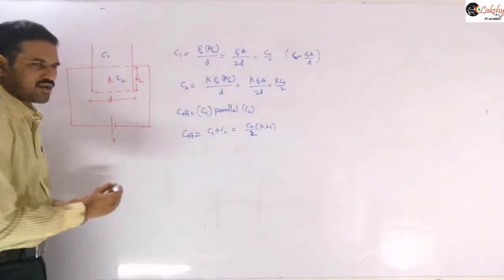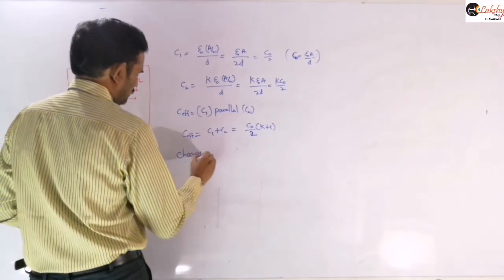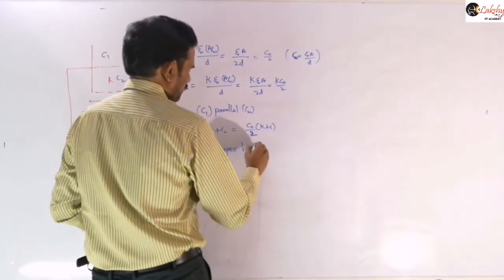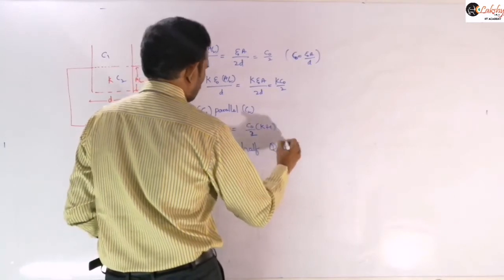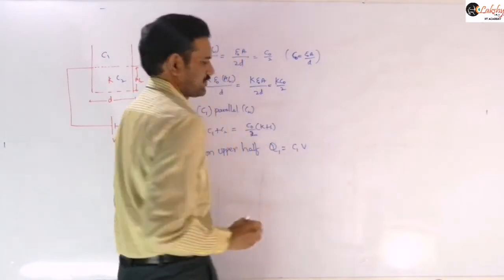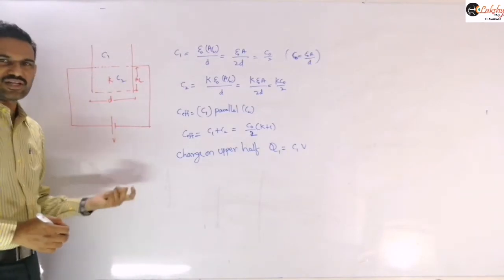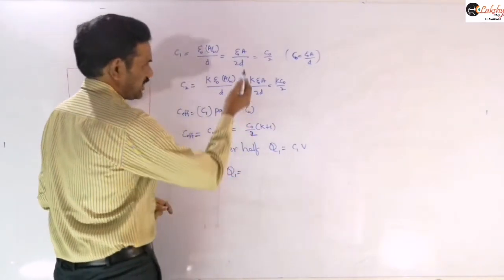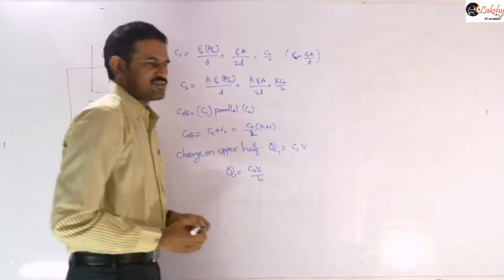So, the charge on the upper half I am calculating here. Let it be Q1, the charge on the upper half. That value we can write as C1 into V, right? Because the potential difference across C1 or across C2 will be the same, because both are in parallel with the cell here. So I can write Q1 in terms of C0: C0 into V by 2, that is the charge on the upper half.